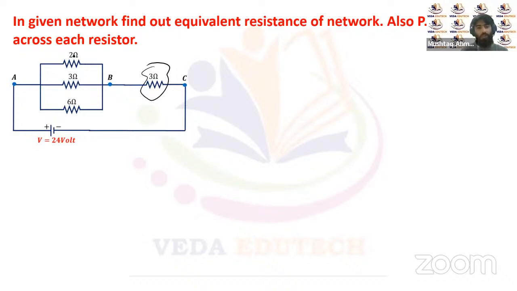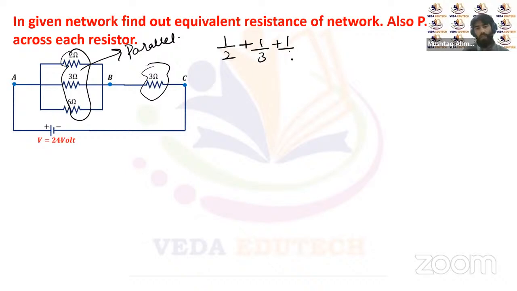So we can see that 2 ohm, 3 ohm, and 6 ohm are the three resistors which are in parallel combination, right? So their equivalent resistance has to be equal to 1 by 2 plus 1 by 3 plus 1 over 6. That will be equal to 1, right? Their equivalent resistance will be equal to 1 ohm.